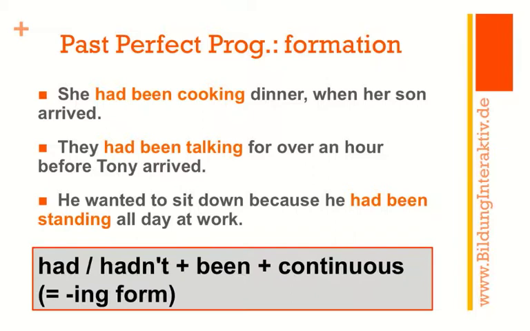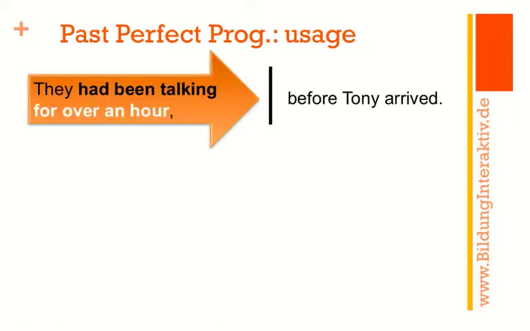So how do you build the tense? It's had or hadn't plus been plus continuous, and the continuous, of course, is the ing form. Had or hadn't plus been plus continuous. Had been cooking, had been talking, had been standing. Good, and now the usage of the past perfect progressive, which means actually when do you use this tense.